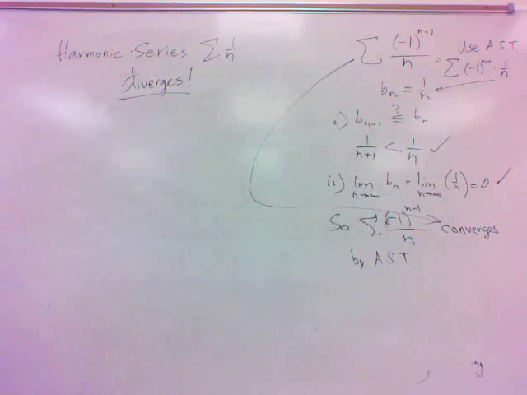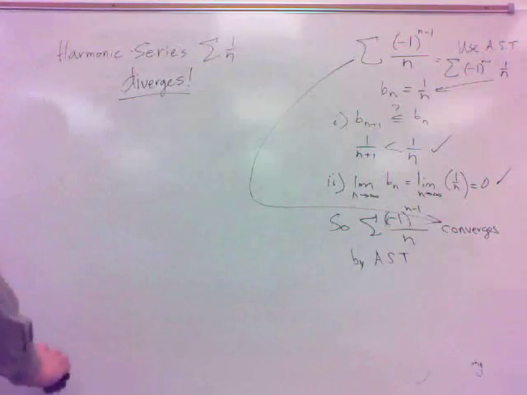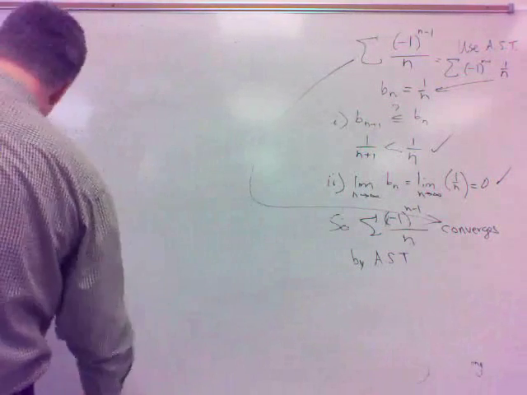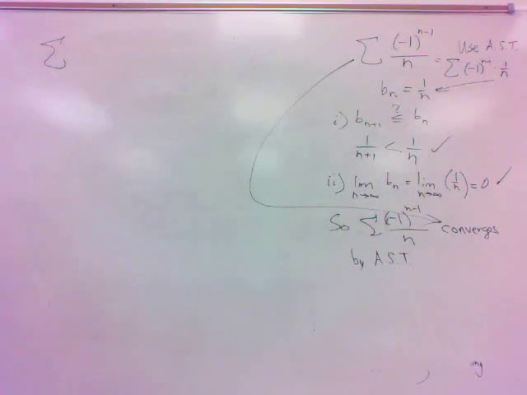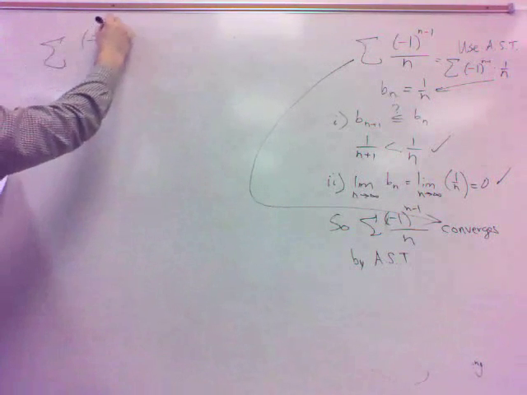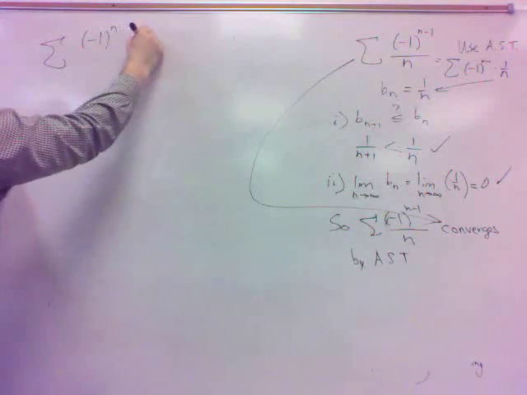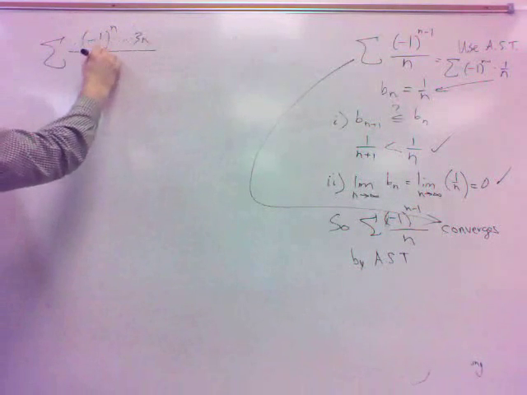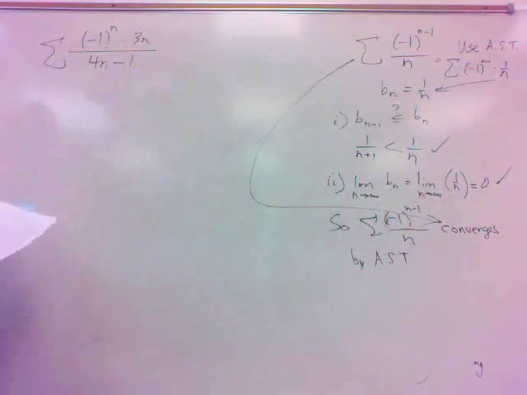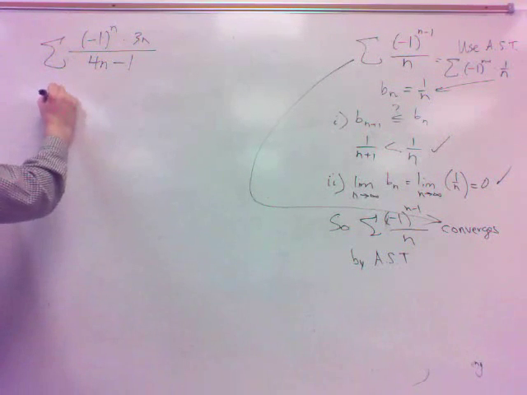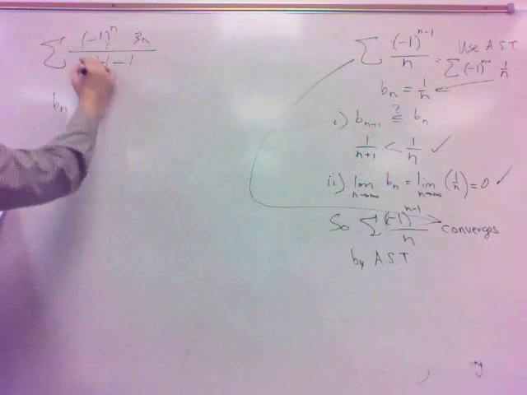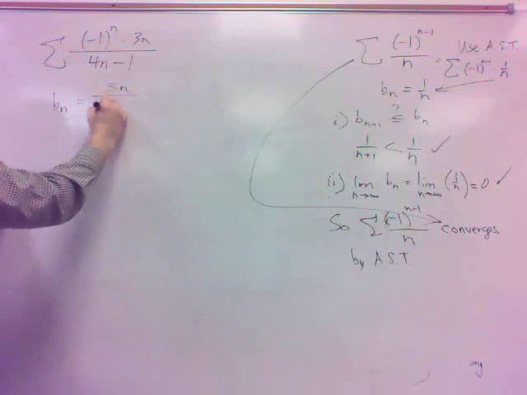All right, here's another. What about the series negative 1 to the n times 3n over 4n minus 1? Again, it's an alternating series, so the alternating series test is obviously our first choice. What is b sub n in this case? Well, b sub n would just be 3n over 4n minus 1.